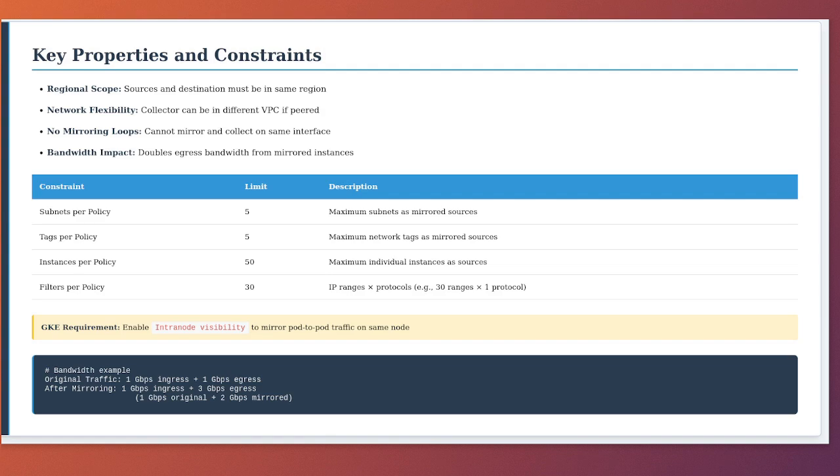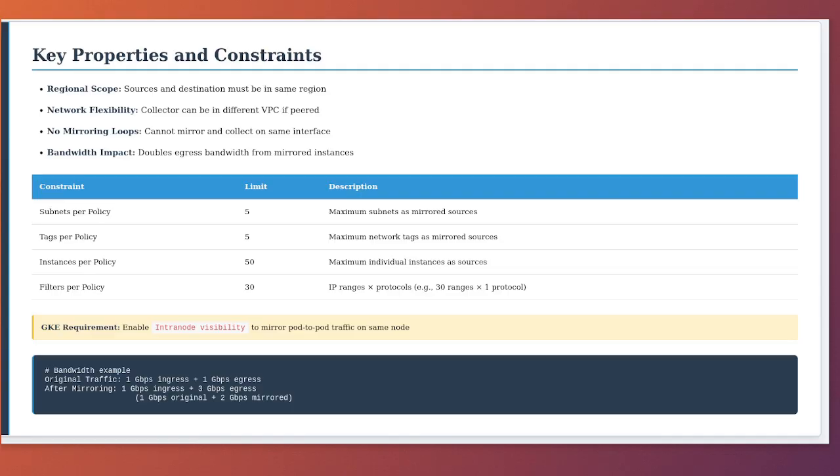However, the collector destination has some flexibility. While it must be in the same region, it can be located in a different VPC network than the mirrored sources, as long as those networks are connected via VPC network peering. This enables centralized monitoring architectures where you have a dedicated security VPC with your collector infrastructure, and you peer it with your production VPCs to mirror their traffic.